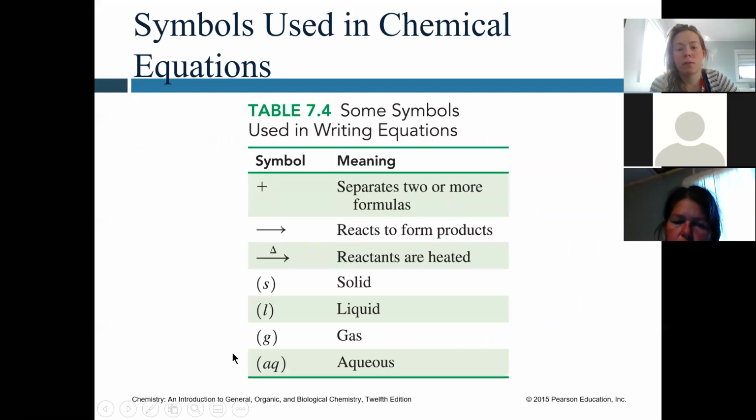So there's a bunch of symbols that you may see. You have the arrow with the little delta. That's indicating the reactants are heated. You can sometimes see other things above this, like Pt, which is for platinum, or nickel. Sometimes we use those as catalysts to help propel the equation forward. But for now, just the delta symbol should be enough for you.